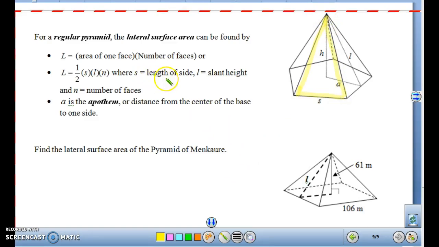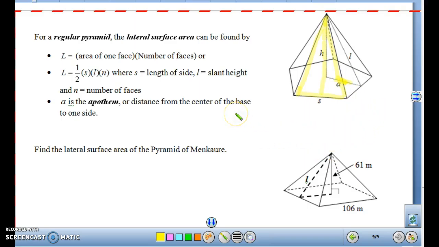Okay, so s would be the length of the side. Here, l would be the slant height, and that would be the height of the triangle on the pyramid. And n would be the number of faces. And you also have a, which is right here, which is called the apothem. It's the distance from the center of the base to one side, because that creates a triangle.